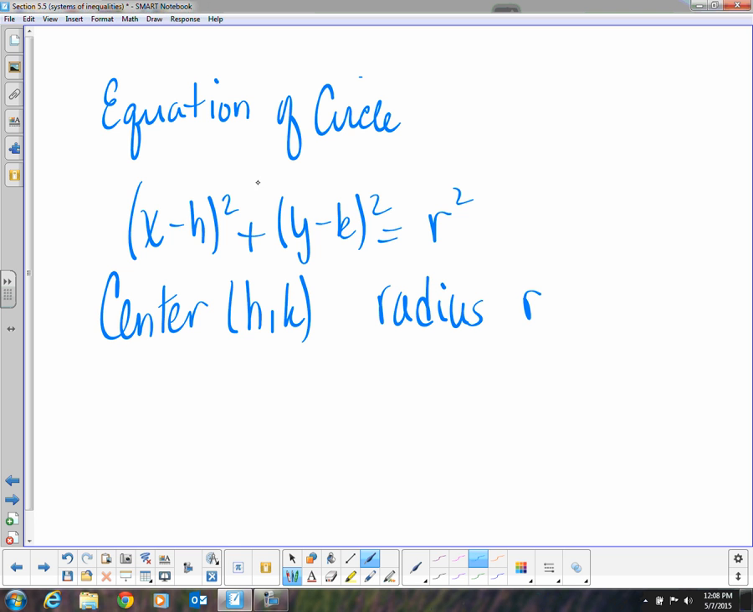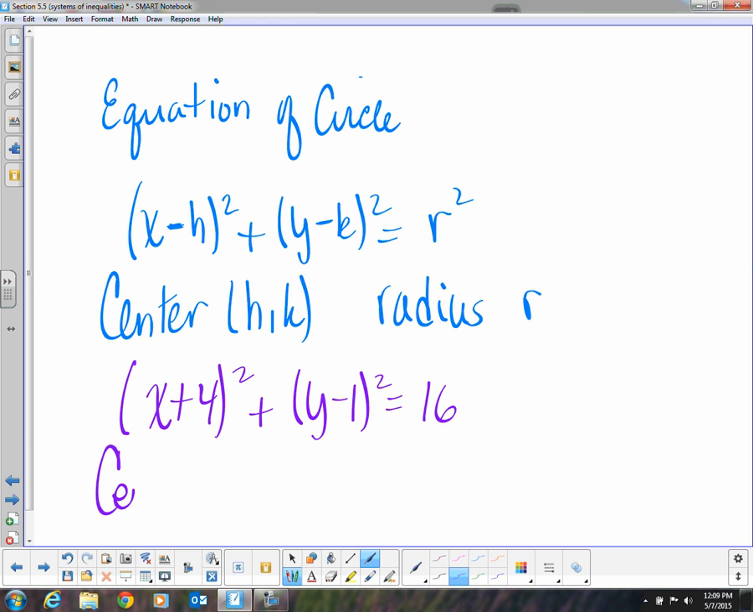Now, the big deal about this is subtraction. You have to pull the h and the k out with that being subtracted. So if I have (x plus 4) squared plus (y minus 1) squared equals 16, what's the center? Negative 4 and positive 1, because what is being subtracted from x? That would be a negative 4. What's being subtracted from y? A positive 1. So you have to understand that when you pull the center out, it comes out opposite of what you would expect. What's the radius? 4. That's r squared, so it's going to be 4.